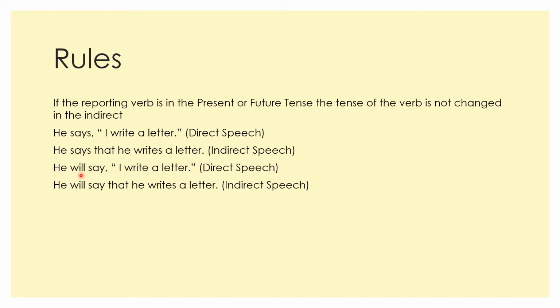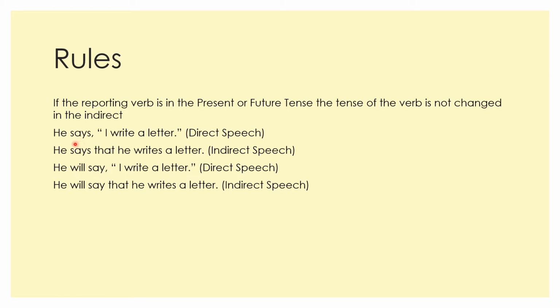He will say. Here this reporting verb is in the future tense. So if the reporting verb is in the future tense, the tense is not changed in the indirect speech. You see here, I write a letter. So it remains the same tense. He writes a letter. So the tense is in the simple present tense only. In the direct speech also it is in the simple present tense, and the indirect speech also it is in the simple present tense. Why is the tense not changed? Because the reporting verb is in the future tense.